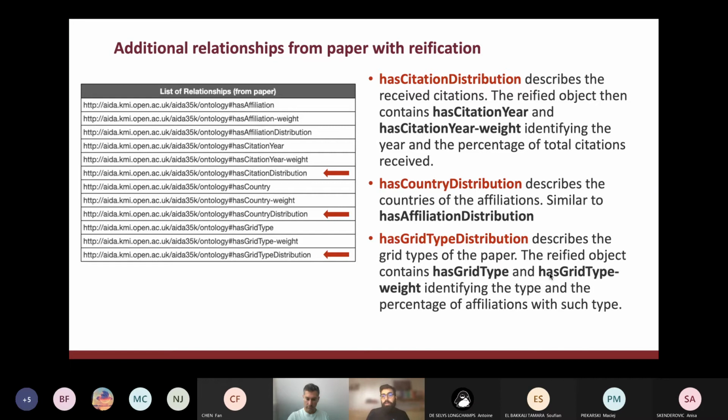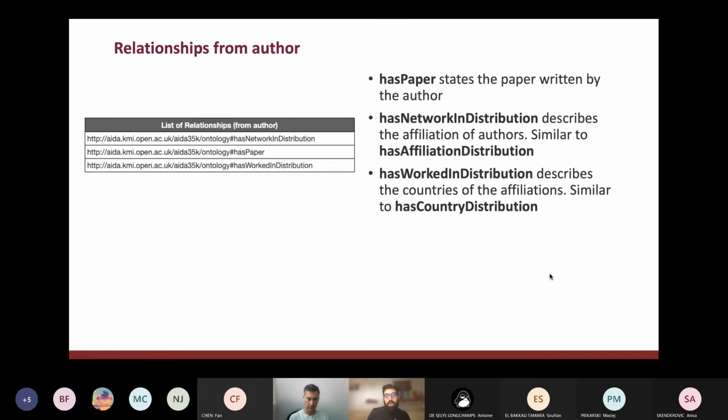Because, for example, a paper can be collaborative, but how collaborative is that? Okay, it can be that it's collaborative with 50% academia or 50% industry, or it can be a different balance. So it can be like 90% academia and 10% industry. So this is a good way of representing how the collaborative effort is ruled for that paper.